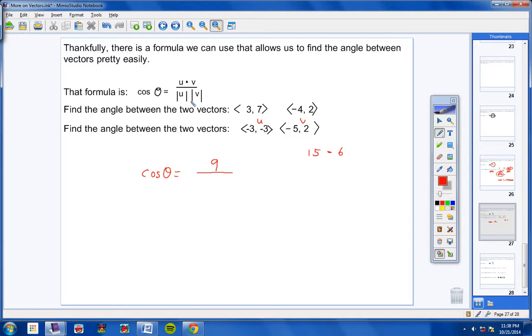Now, the magnitude of u. Well, the magnitude of u would be 3 times 3 is 9, 3 times 3 is 9. So the magnitude of u would be square root of 18. Okay? Now let's find the magnitude of v right here. Well, let's see. 25, plus 2 squared, that would be 4. So the square root of 29. Okay? So there we go.